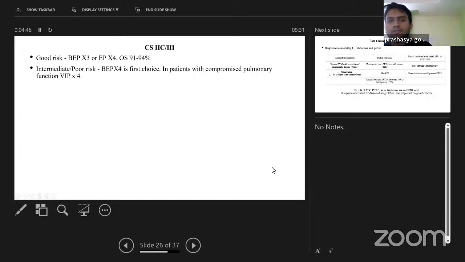For patients of class 2C and 3, that can be of good risk, BEP3 or EP4 can be given with an overall survival rate of 91 to 94%. And for patients with intermediate or poor risk, BEP4 is the first choice. However, in patients with compromised pulmonary function, bleomycin can be omitted, and 4 cycles of VIP chemotherapy can be given.